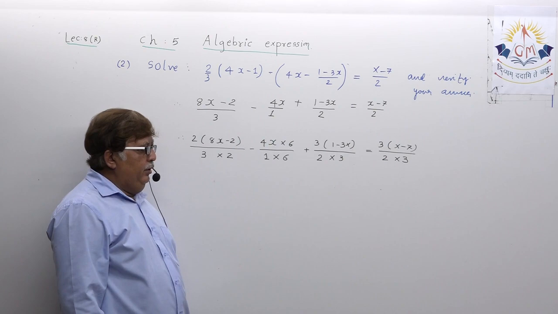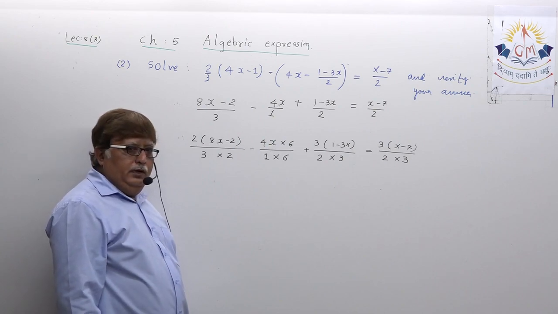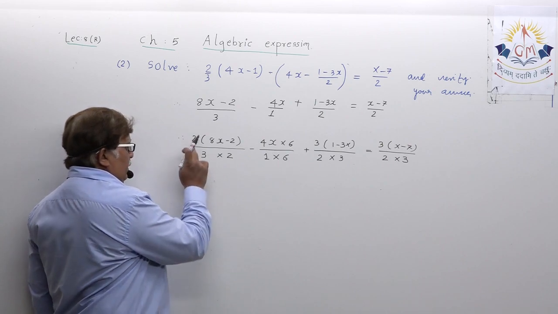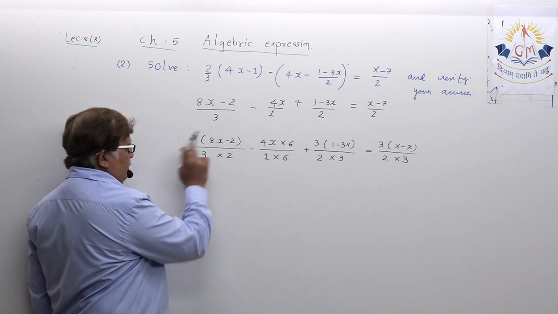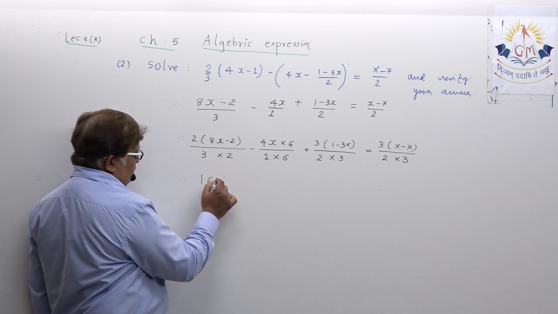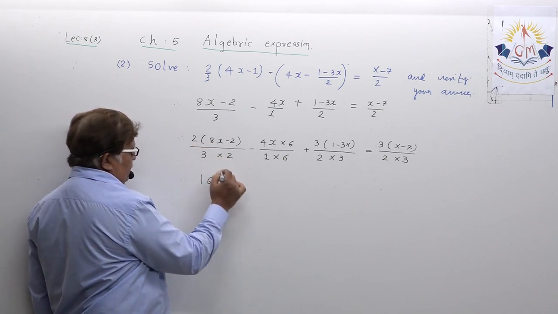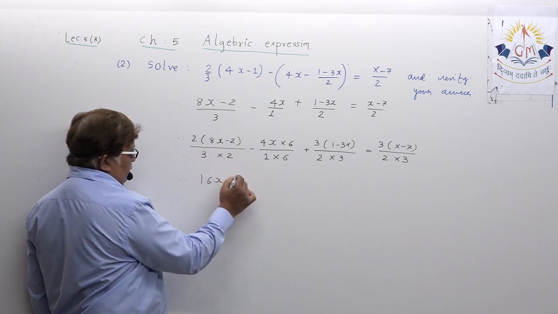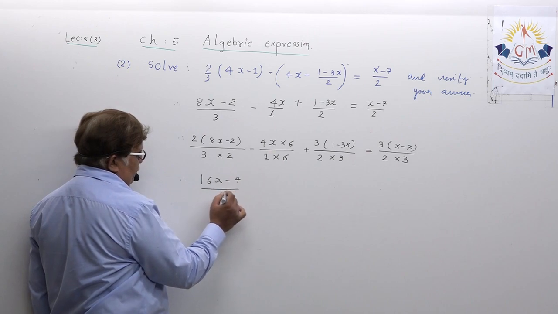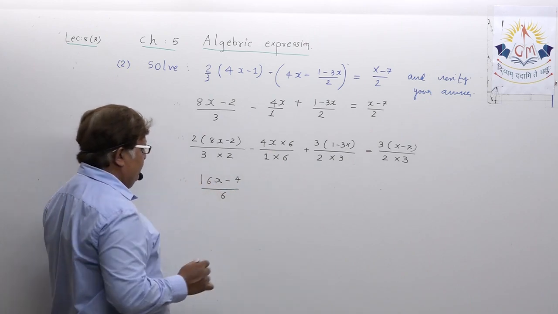Is it clear? After this, let us open the bracket here. 16x minus 2 into 4 upon 6. Please try to understand.